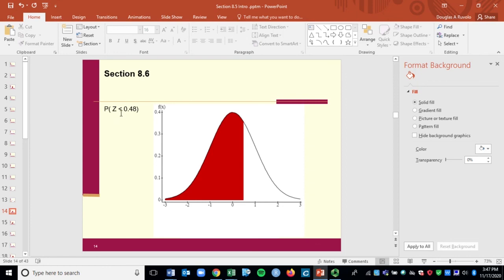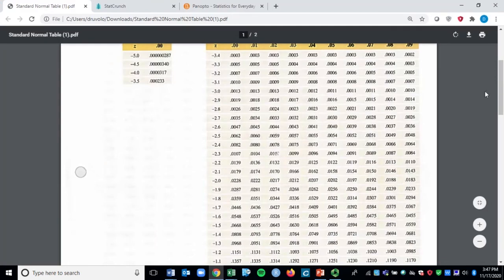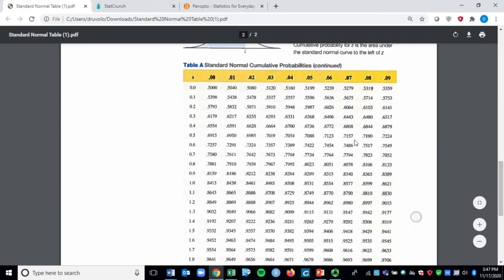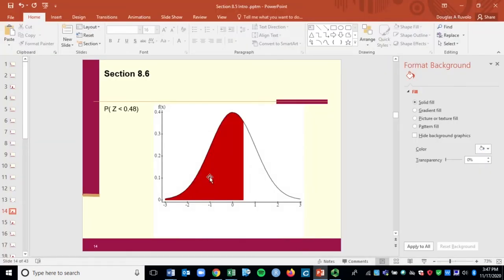So remember, less than, that's what the table's always given us, so we should be able to just look this one straight up. So 0.48, let's go look that one up. So 0.4 and 8, I got here 0.6844. There's our answer, 0.6844. Just a little bit more than 0.5, but not too close to 1. All right, so that's less than.